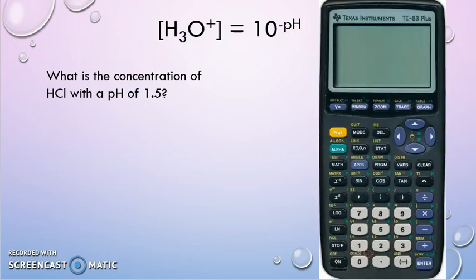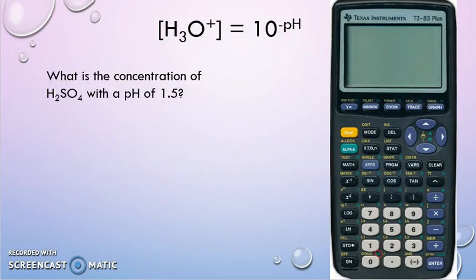Back to the handy dandy calculator. We're going to type in 10 to the negative 1.5 and hit equals. And my answer comes out to be 0.032. So in this case, I know that my concentration of HCl is 0.032, and that's only because there's only 1 H in it. If there was more than 1 H, we'd have to do something a little bit special, like here in our second example.